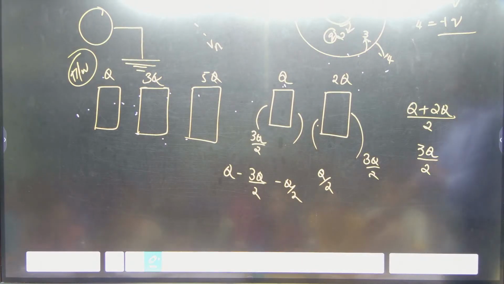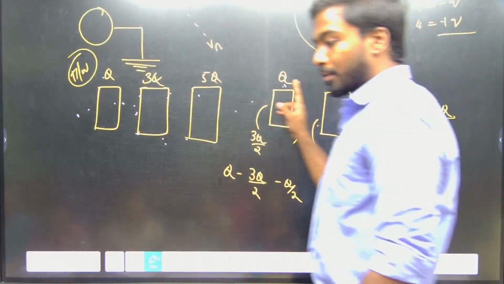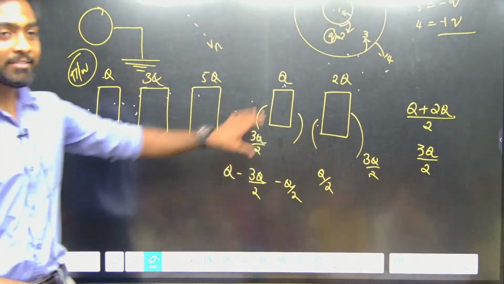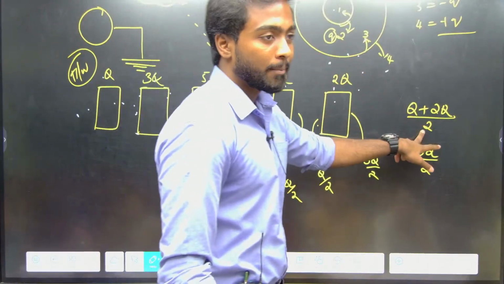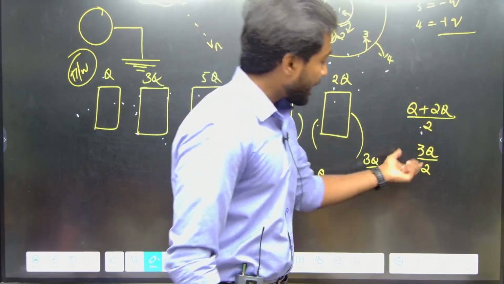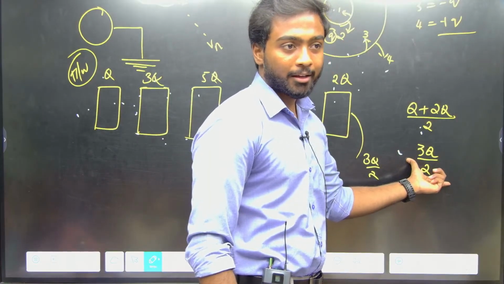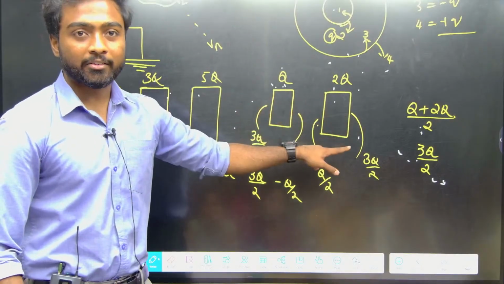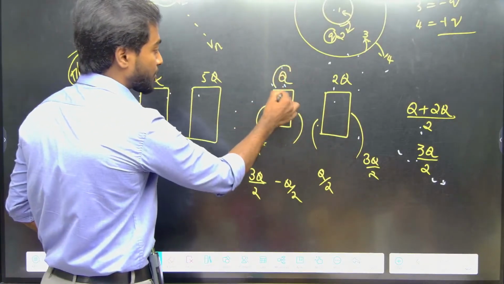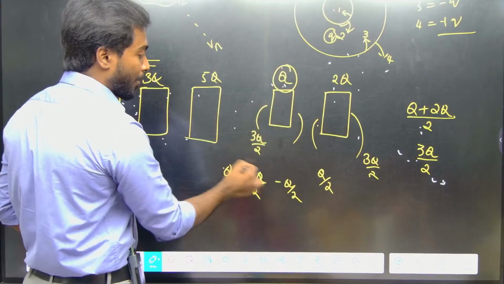I will explain this one once again. When they are giving plates, 2 plates are there, 2 charges are there. So club the charges, divide by how many plates are there, and take whatever charge I am getting, the net charge, to the ends of the 2 plates. So what is the first plate having? Q. So Q minus 3Q by 2.